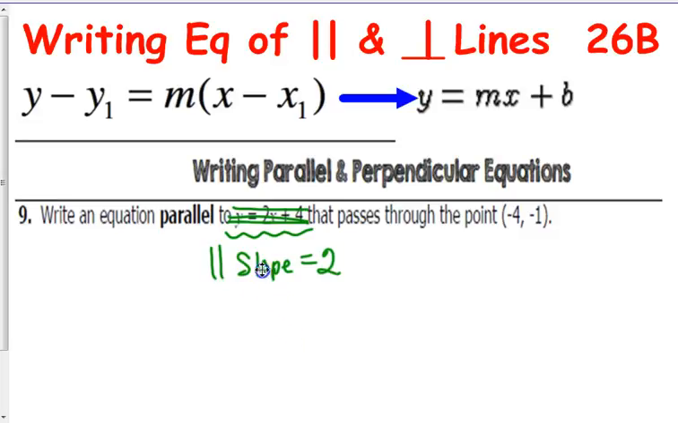All right, parallel slope of 2. What does the slope do when it's parallel? Does it flip over and change or stay the same? Stay the same. So we're just going to use this 2 and this point and do exactly what we just did on the other page. So what will that first step look like? Y minus.